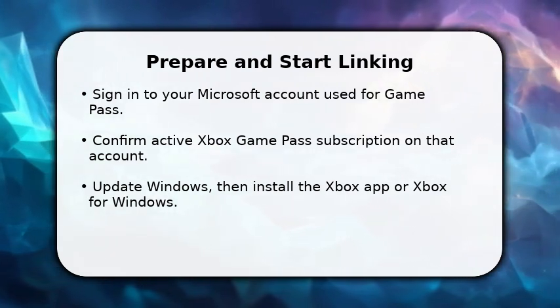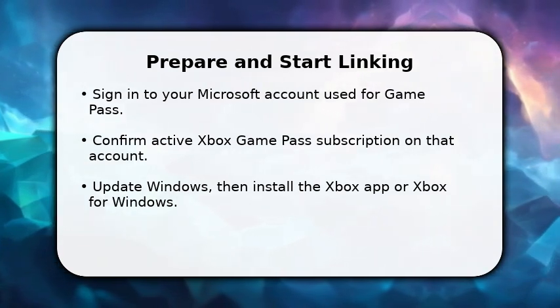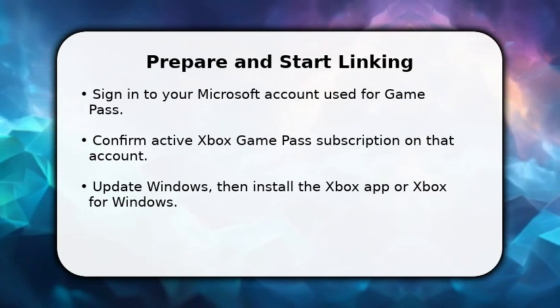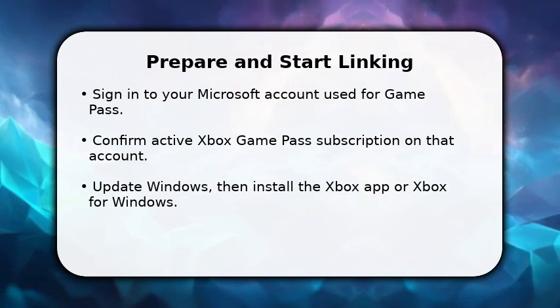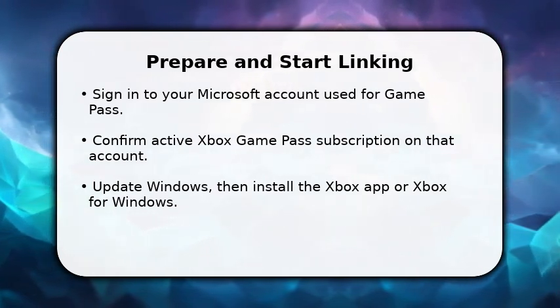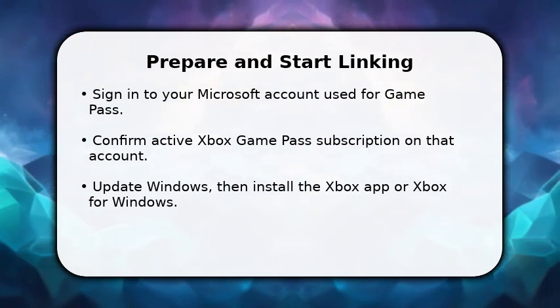Next, download and install the Xbox app or Xbox for Windows from the Microsoft Store and sign in with the exact same Microsoft account. This first step links identity and access across services. Make sure the app can run background services and has permission to access storage, so games can install without issues.